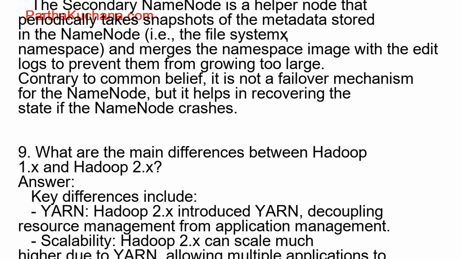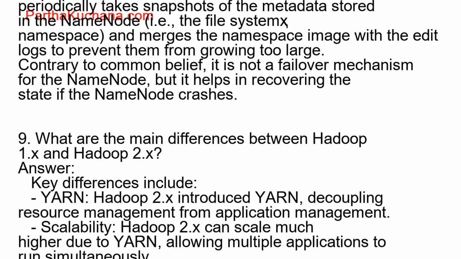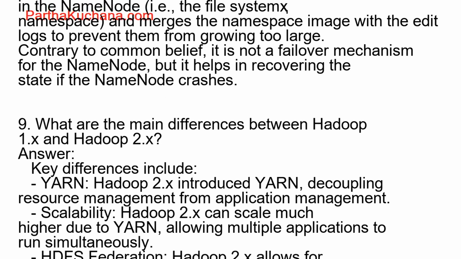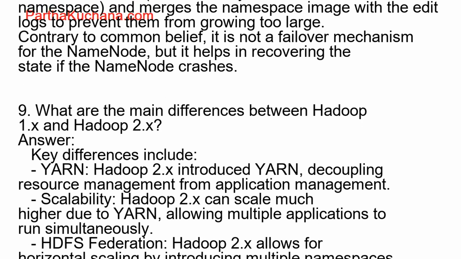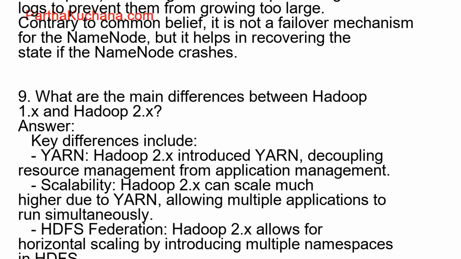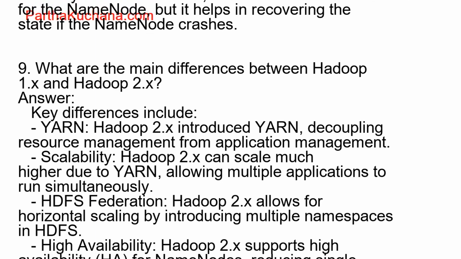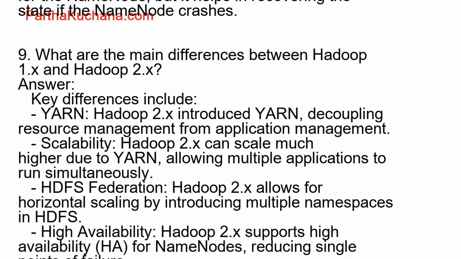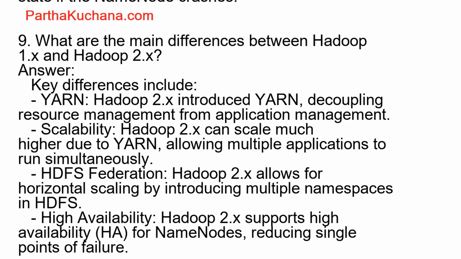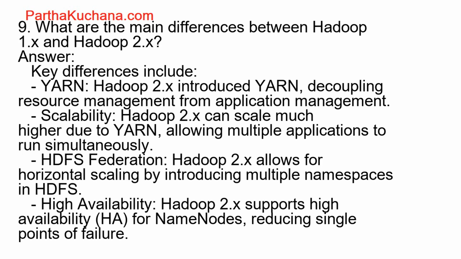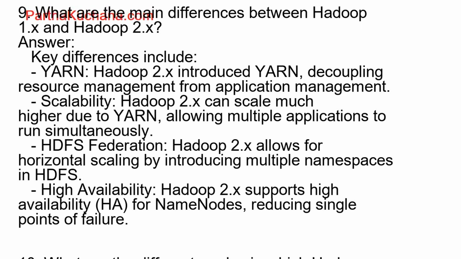10. What are the different modes in which Hadoop can run? Answer. Hadoop can run in 3 modes. Standalone mode, default mode, used for debugging and does not use HDFS or MapReduce. Pseudo-distributed mode, simulates a cluster on a single machine where HDFS and MapReduce are configured. Fully distributed mode, Hadoop is fully deployed across multiple machines in a real cluster.